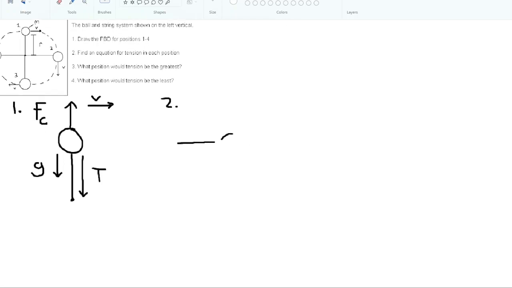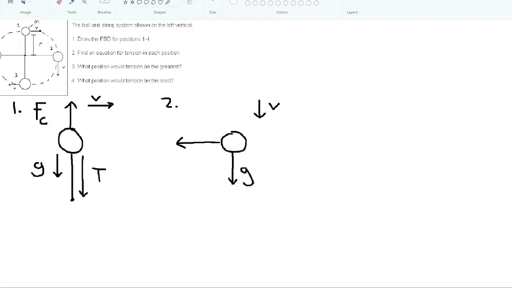We are now in this position. Velocity is going this way. I'll write it up here. Velocity is going this way. Let's see what forces are on this ball now. Well, gravity is obviously one of them.